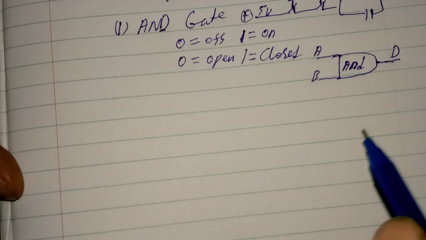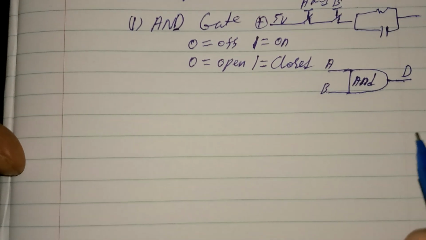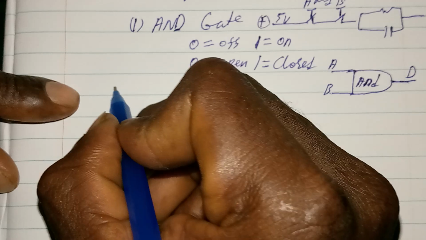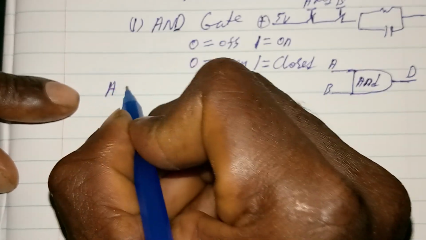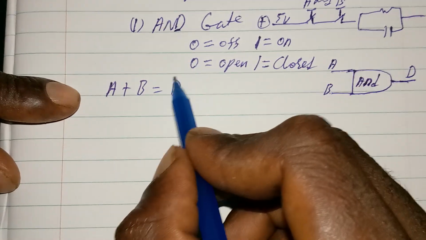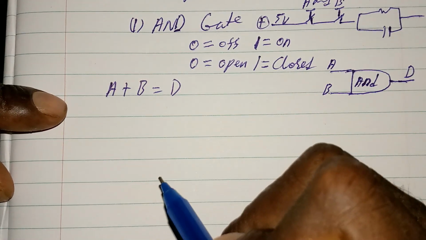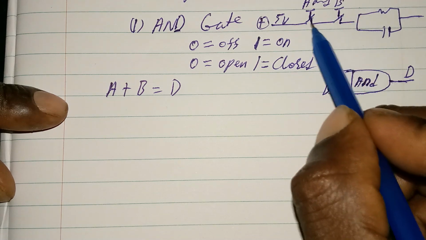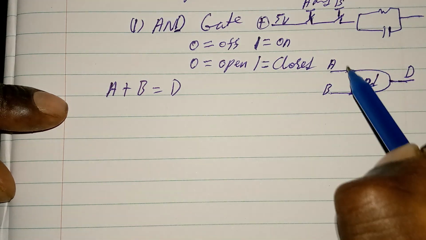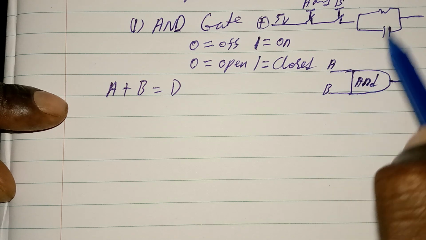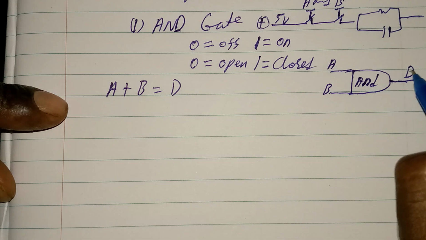Now, what is actually the truth table of the AND gate? Now we have the A switch plus the B switch equals D. D here is the output. Now we have both switch A and switch B in this circuit. We also have the A here and then we have the B here, and this circuit here is the D circuit. This is the output.